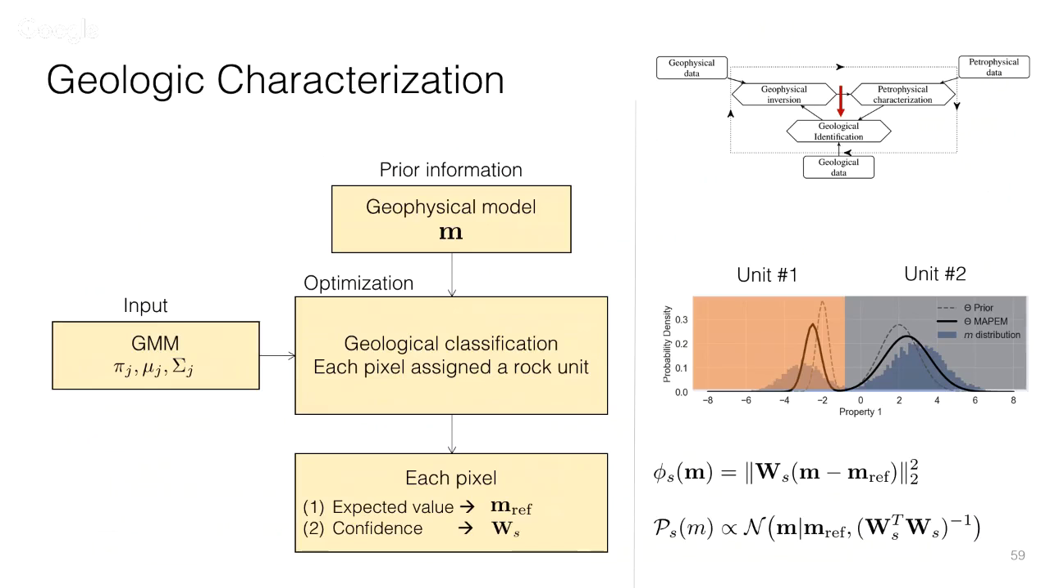The third one is the geologic identification. In this case, the input is your Gaussian mixture model, and your prior information is your geophysical model. Basically what you're trying to do, you've got a GMM, the solid line. And then for each model element, so you take a pixel, you look at what the property is, and you find out, oh, it's like -3, so I'm going to assign that to rock unit 1. Or if you had the value of 4, you assign it to rock unit 2. So that allows us to take each pixel in our volume and assign it a particular rock type.